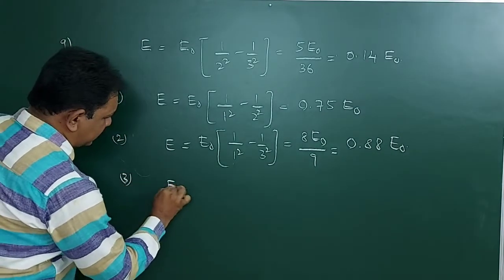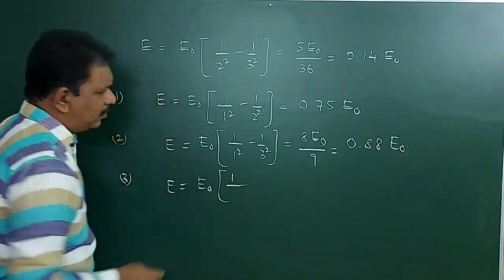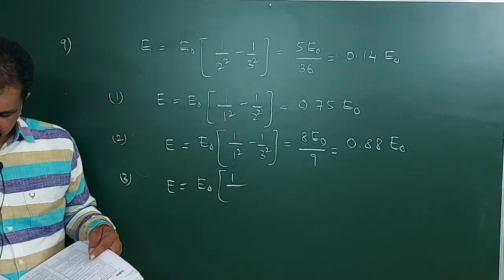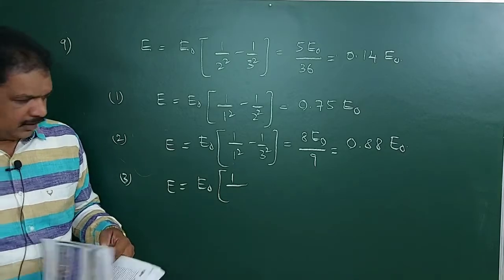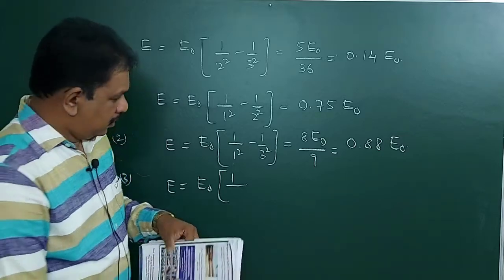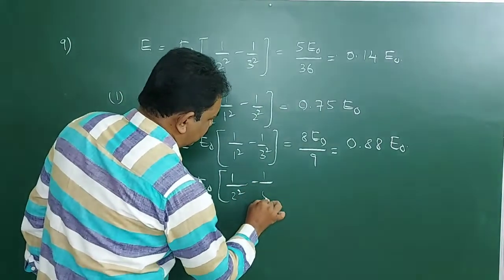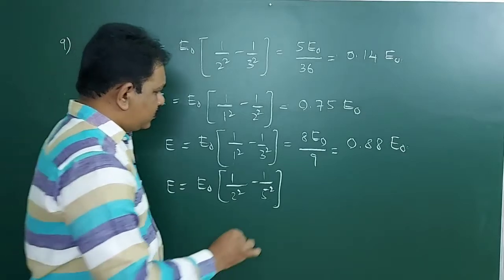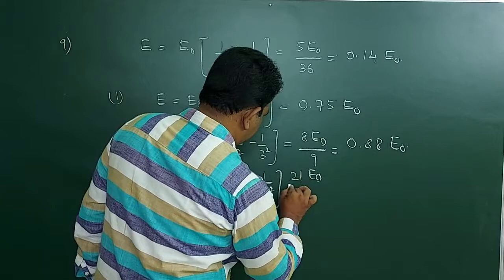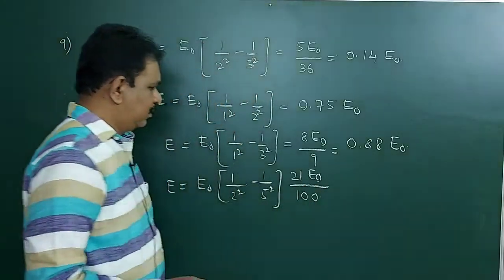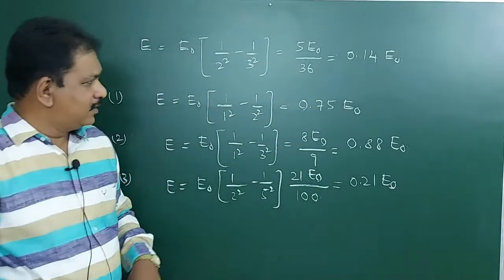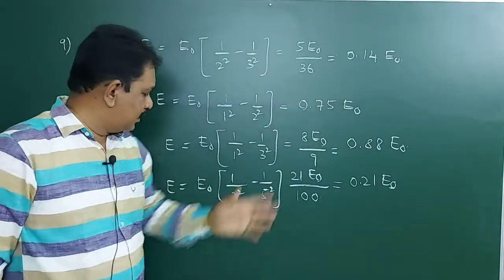Third option, E is equal to E₀ into 1 by, how much we will get here? It is 5 to 3, not 2. So 1/2² minus 1/5². So this is 25 minus 4, which means 21. E₀ by 100, so 0.21E₀. This energy is also greater than this energy.